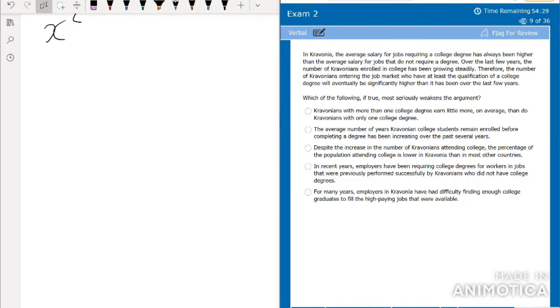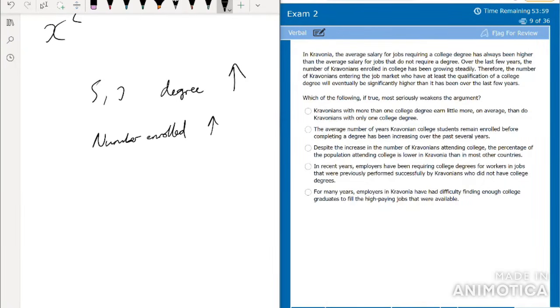Which of the following, if true, most seriously weakens the argument? Okay, so what's the argument? The average salary for jobs requiring a college degree. So salary for jobs with a degree is higher than other ones. Over the last few years, the number of Cravonians enrolled in college has been growing steadily. So number enrolled, a few years.